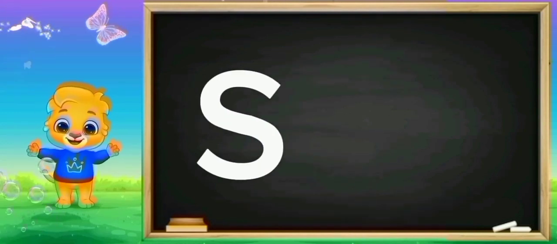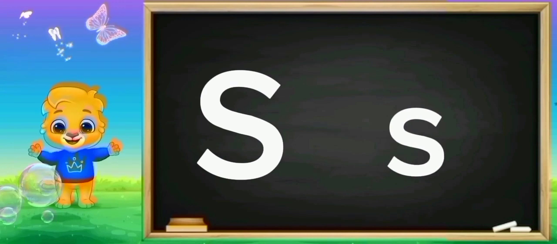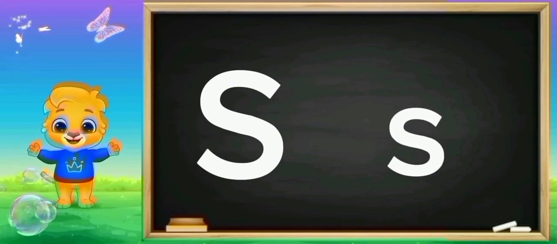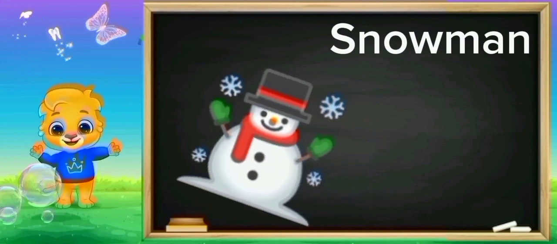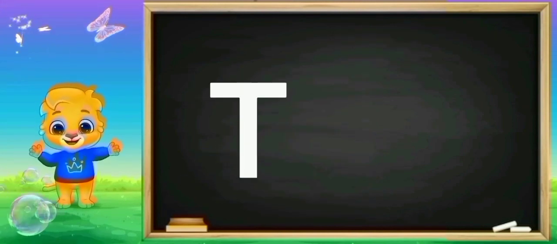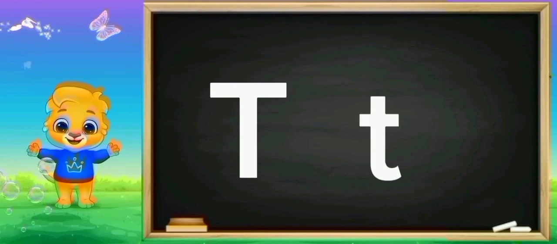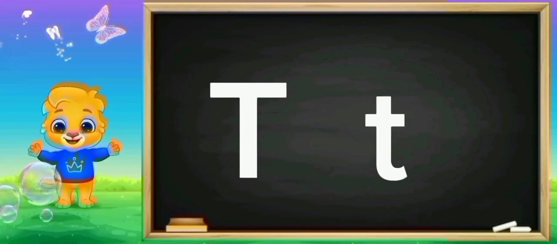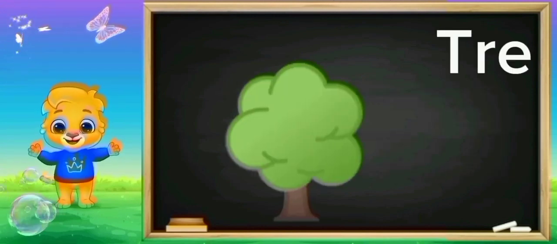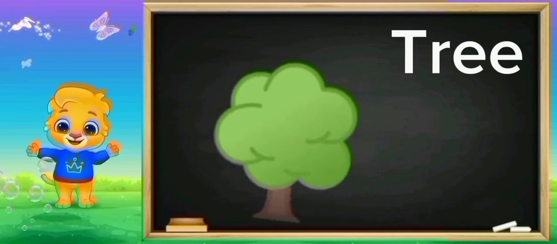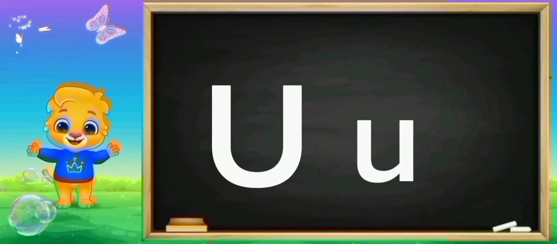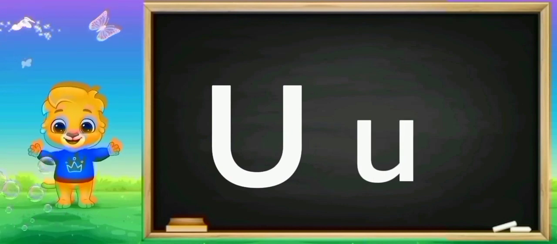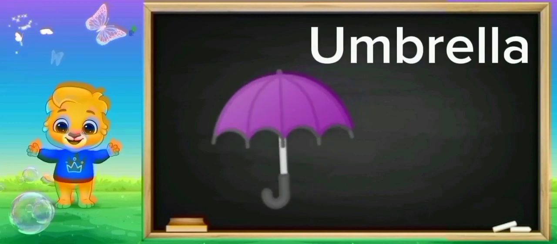Capital S, small s for snowman. Capital T, small t for tree. Capital U, small u for umbrella.